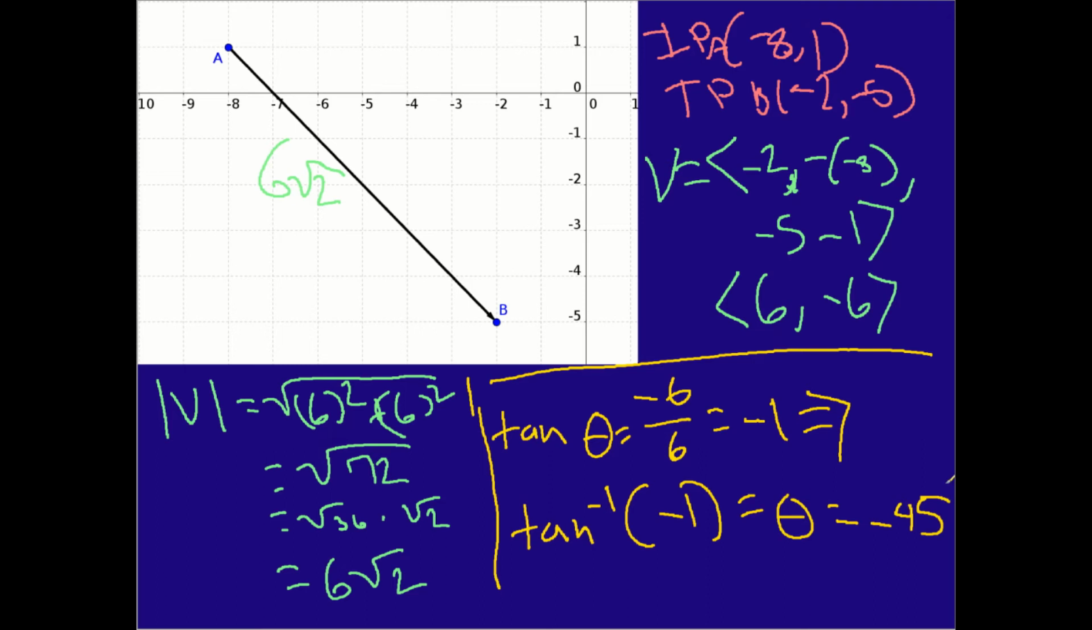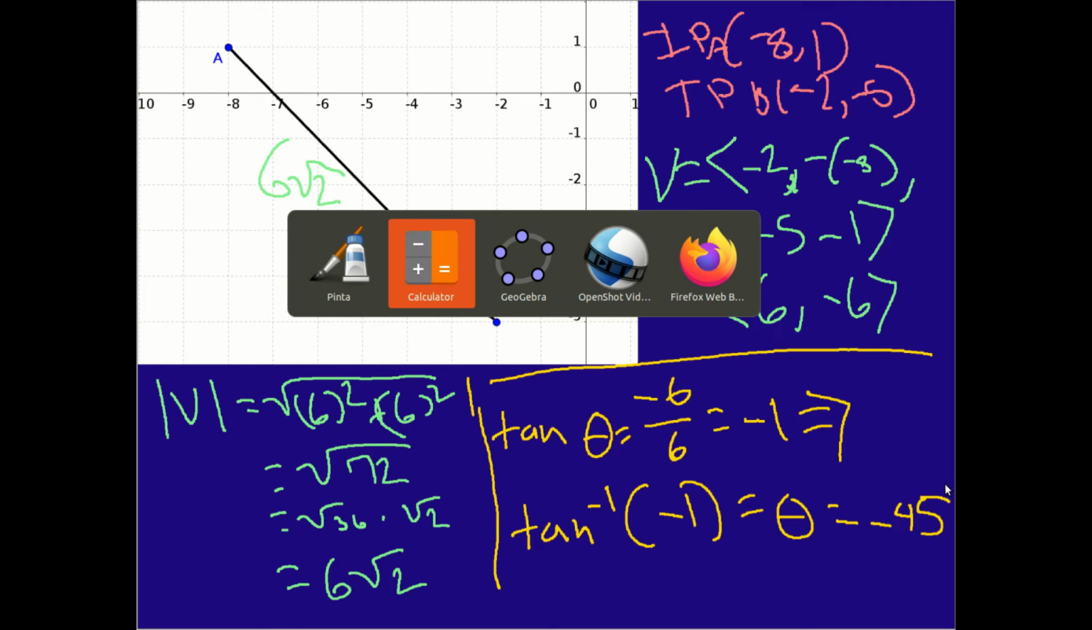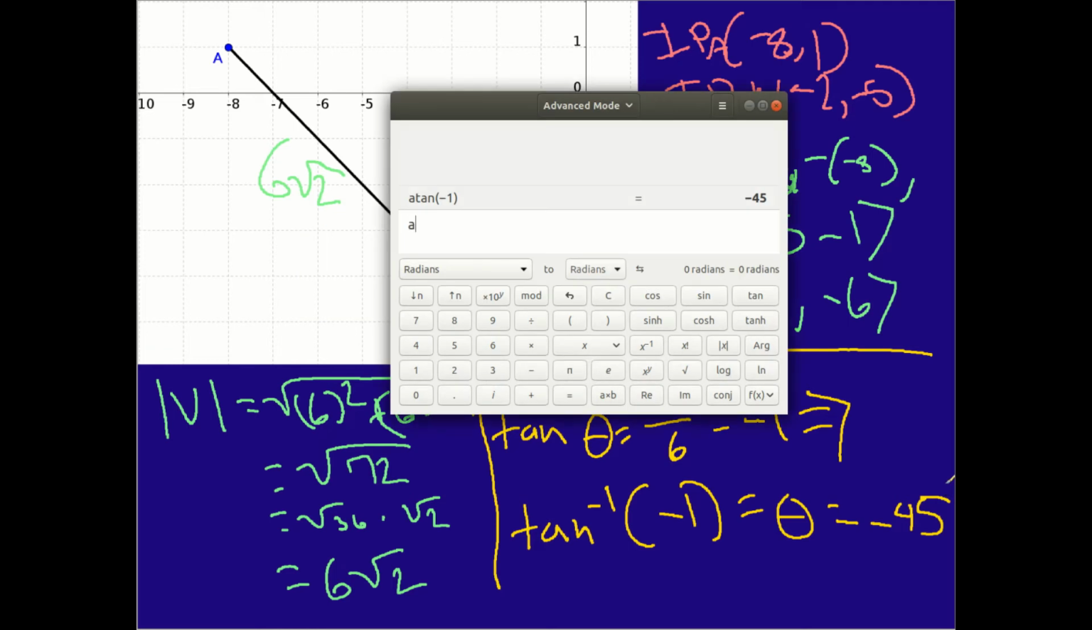You can, of course, confirm this if you look at the calculator here. And so I got arctan, and then I put in negative 1, like so, and I get the negative 45.